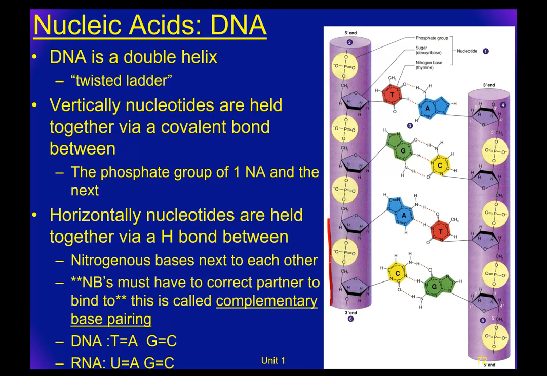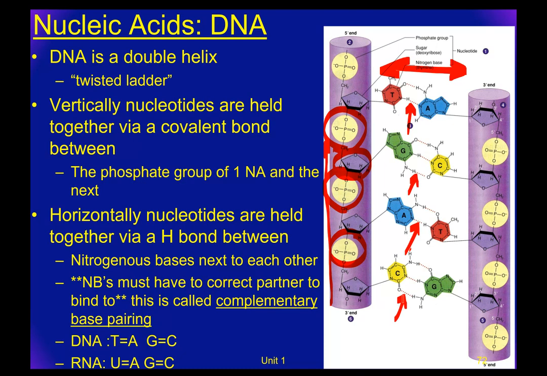Vertically, this way, the nucleotides are held together by a covalent bond between the phosphate of one group to the next. Okay? So you've got a covalent bond. I'm not doing hydrogen bonds here. Horizontally, though, this way, these are actually hydrogen bonds holding your DNA together.